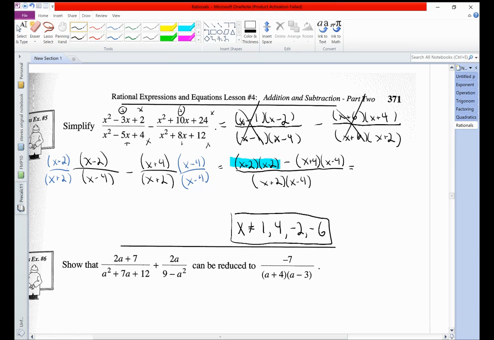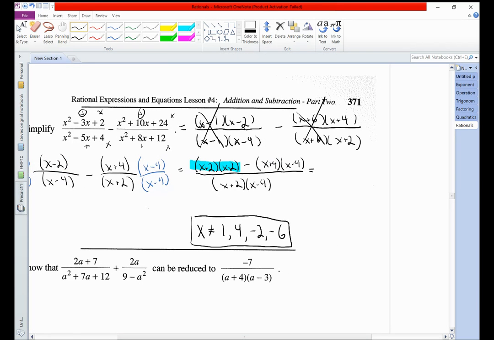So we can say that that is going to be, let's see if I have enough room here. I could scroll a little bit further, I guess. X squared minus 4, minus, and then this one here, x times x is x squared, and 4 times 4 is 16, all over x plus 2, x minus 4. Okay.